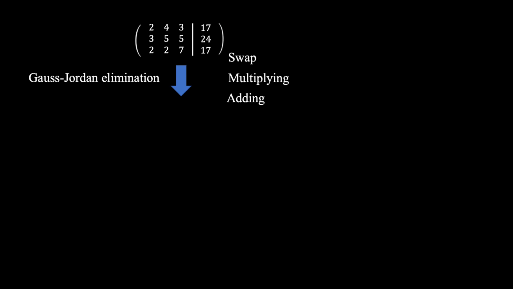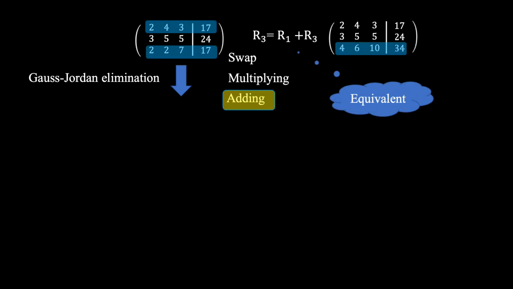Adding means to update one row by adding another row to it. Here, R3 is updated by adding R1. Still, the new system remains equivalent.